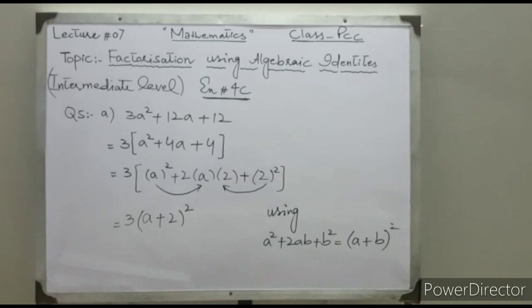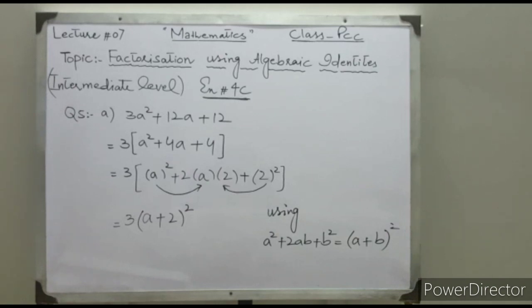Students, this is our seventh lecture. The topic of today's lecture is the same as the previous one: factorization using algebraic identities. But in today's lecture, we will discuss intermediate level as well as advanced level questions. Students, from each question, I will do at least two parts. Remaining parts will be your homework. Let us start the lecture.